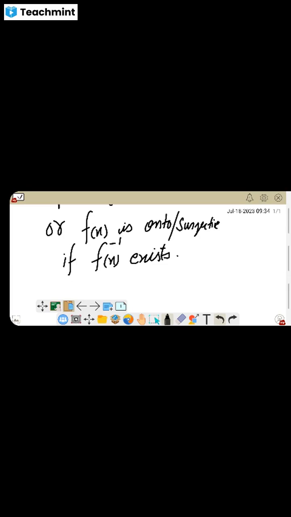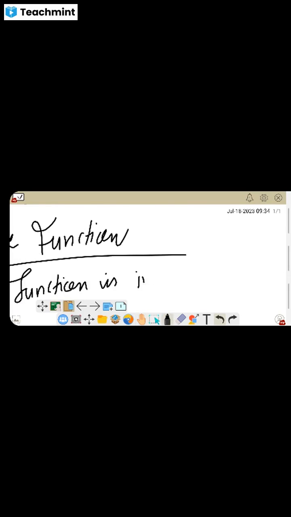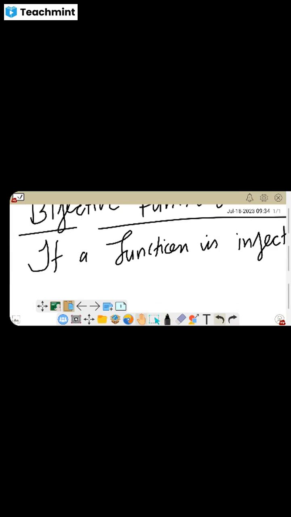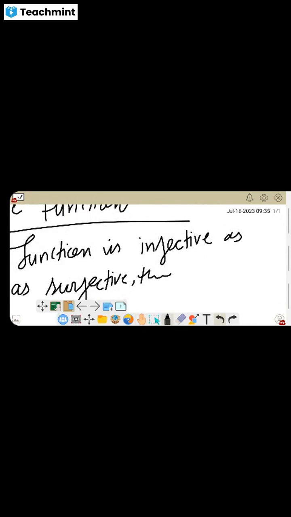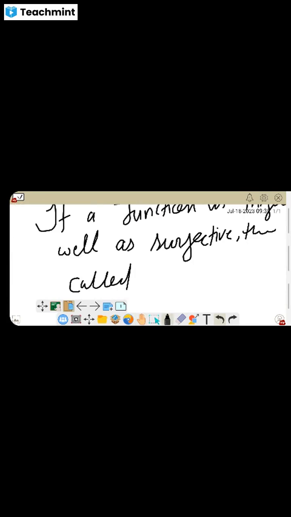A bijective function: if a function is injective as well as surjective, then it is called bijective.